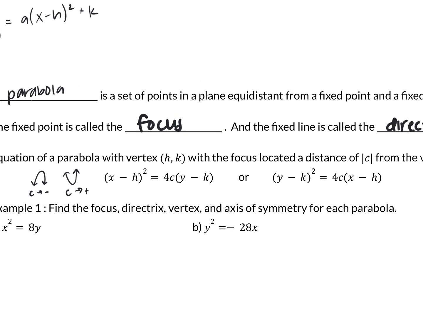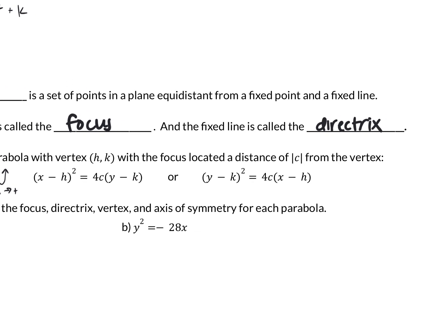Now, if my y values are squared, which direction is my parabola going to open? To the side, right? So if it's a positive c value, we're going to open to the right. And then if it's a negative, we're going to open to the left.